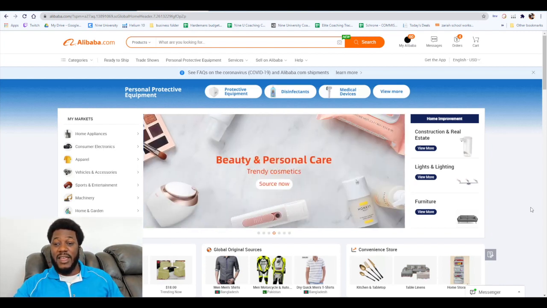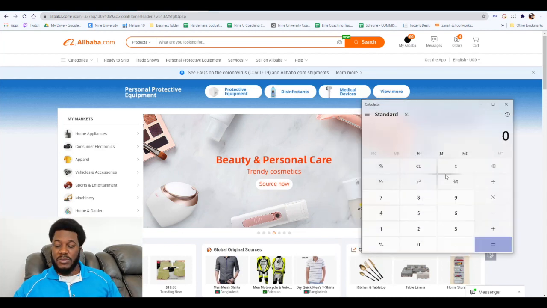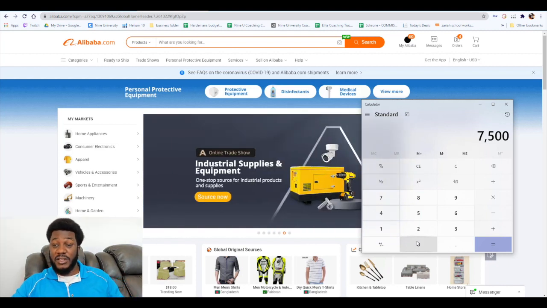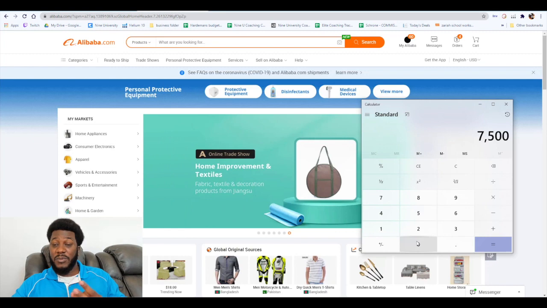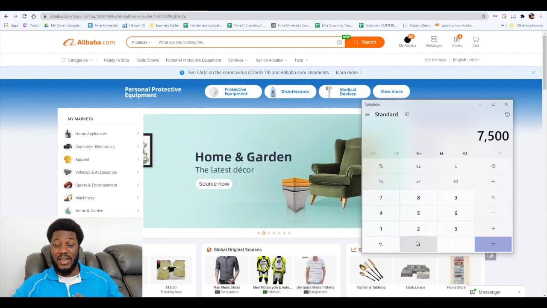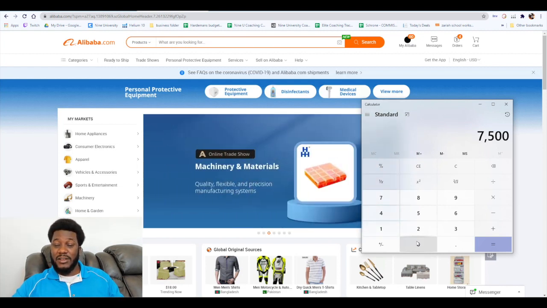All right, so let's say that you have a budget of about, let's be modest and say, $7,500. The way I tell my students to break this up is into three sections. You're going to break your budget for inventory for launching into three sections: 20% for sales velocity, getting your sales off the ground, 40% for the first order of your product, and 40% for the second order of your product.